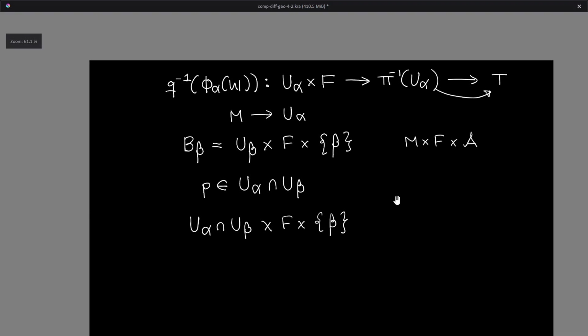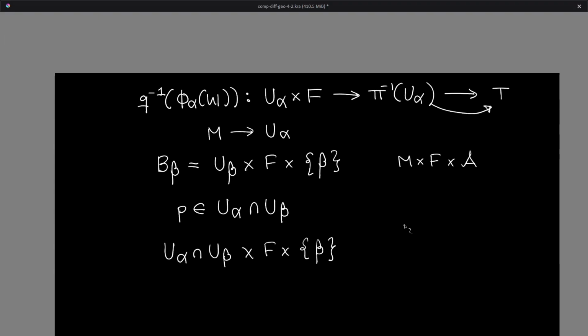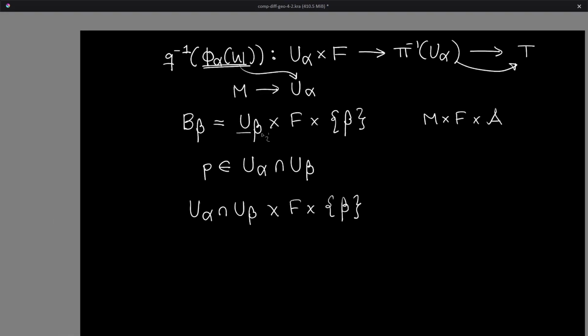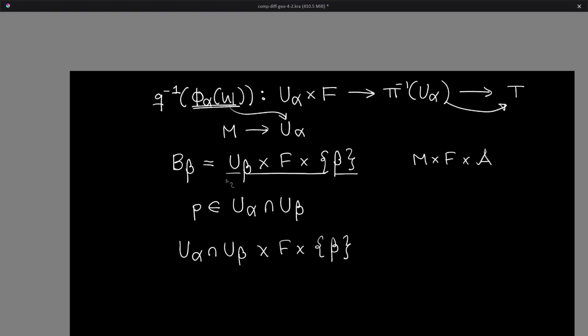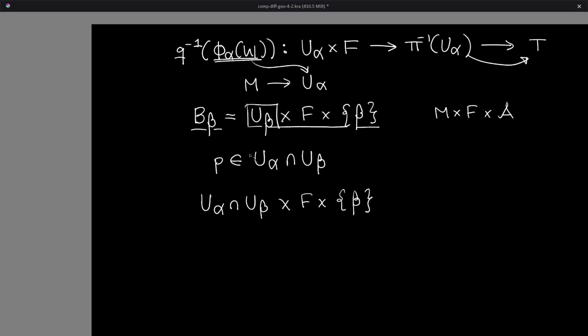Okay, let me say it in a different way, because this is a confusing point, I think. In order for phi alpha of W to work, it must be in U alpha. But in order for us to care about the intersection with B beta, it must be in U beta. So it has to be in both, which means that it must be in the intersection of U alpha and U beta. And if we care about more sets, like a B gamma, remember that if we intersect more sets, then this set just gets smaller. Any intersection of this set will be at least equal or smaller than this set.